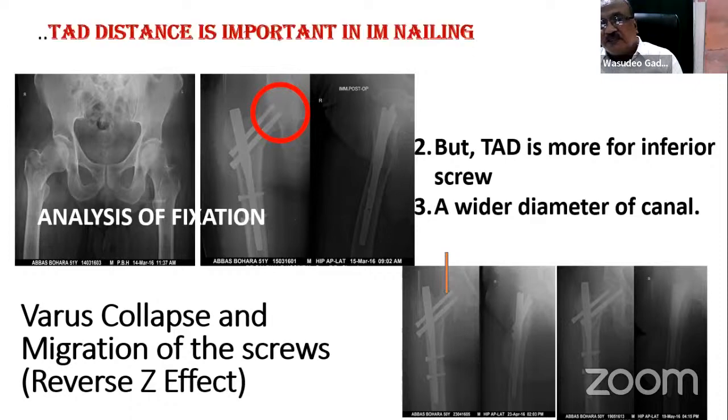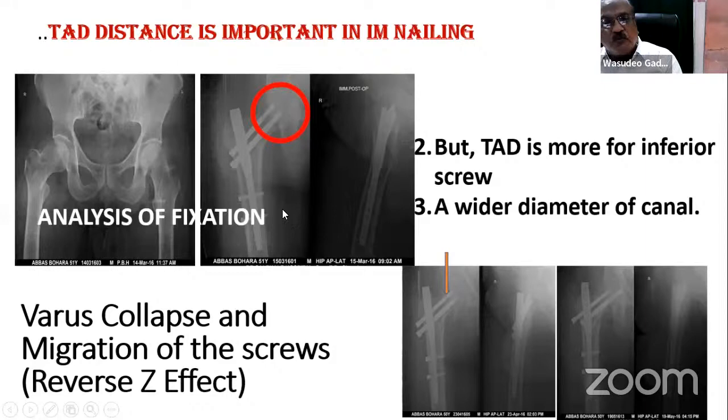So reverse Z effect and TAD distance are also important, apart from osteoporosis. In a wide canal, it is better to put a long PFN so that it gives better stability rather than the short one. Or at all, if you want to use a short PFN, do a press fit implant, not a loose implant, because you are locking from the lateral to medial side.